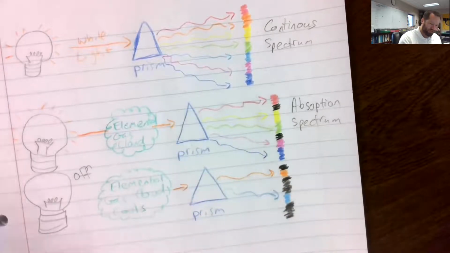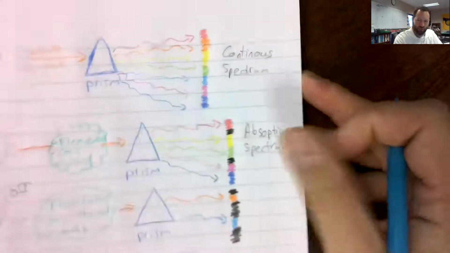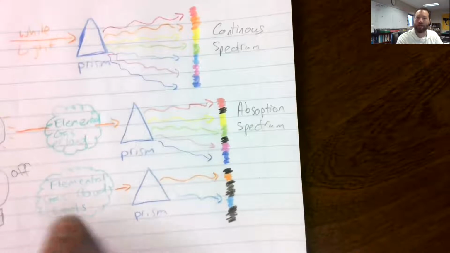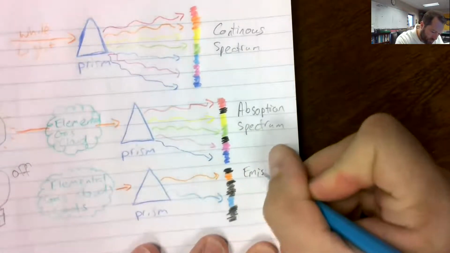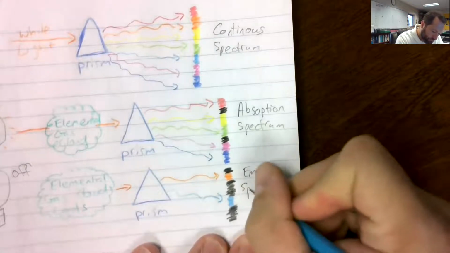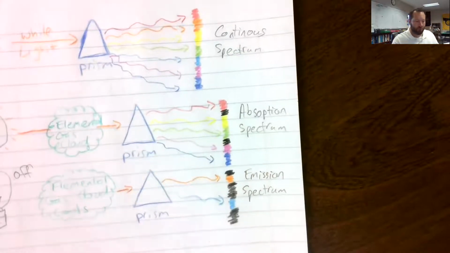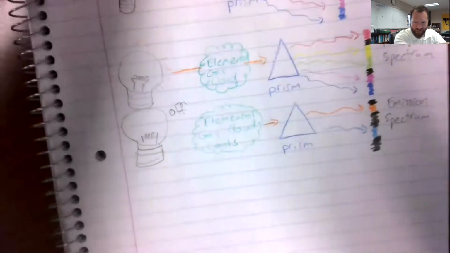And that was kind of cool. Scientists were pretty amazed by this. Again, being smart people, they said, well, what must have happened here is that the gas cloud emitted those colors. So they called this an emission spectrum. So there's our emission spectrum. All right, we're getting really close to what this has to do with chemistry.